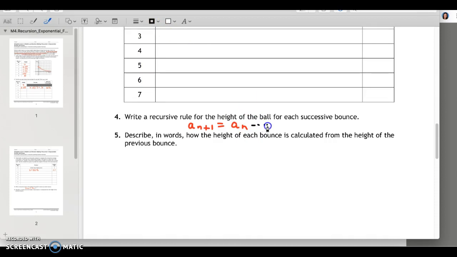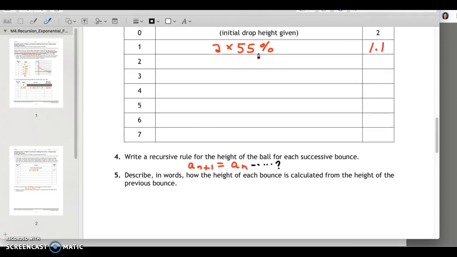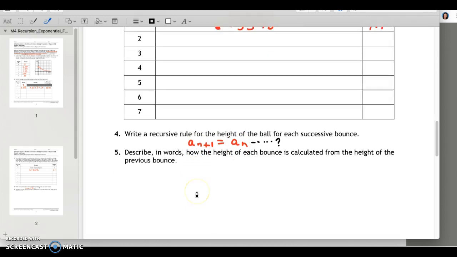And I'm going to put a dot, dot, dot here. You need to tell me, what do you do to one number to get the next one? We did it up here, right? So what do you do to 2 to get to the next number? What do you do to 1.1 to get to the next number? And that's what will go here, the function. Do you multiply? Do you add? Do you subtract? Do you do a combination of some of those things to a to the n to get to a to the n plus 1?